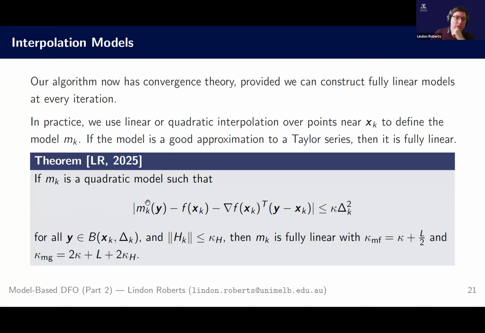Let's suppose we construct a quadratic model that is a good approximation to a first-order Taylor series, and the error is at most size delta squared. If that is true and the Hessian is not too big, then the model is fully linear and the constants relate to this proportionality constant in here. So our goal is to produce a model that's going to be quadratic that is close to a linear Taylor series in magnitude. That's going to be our goal.